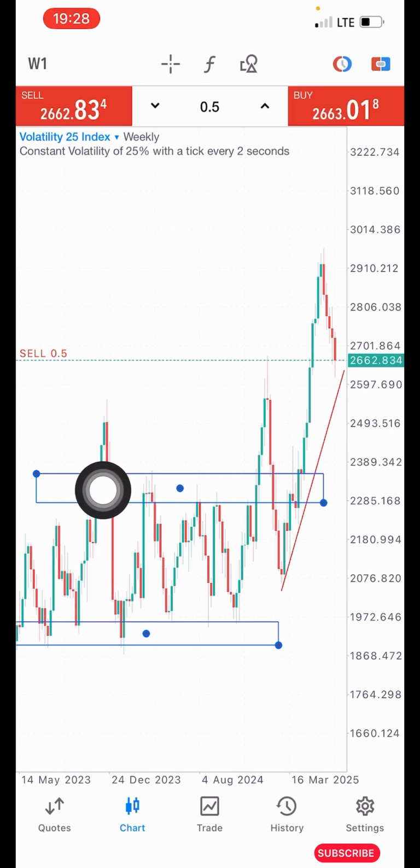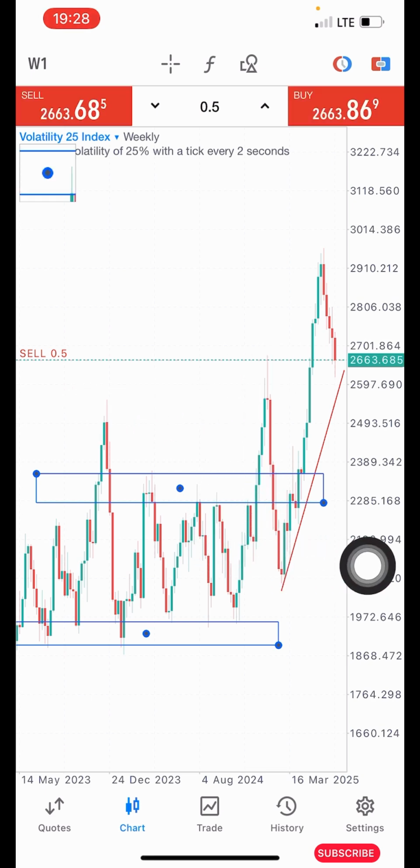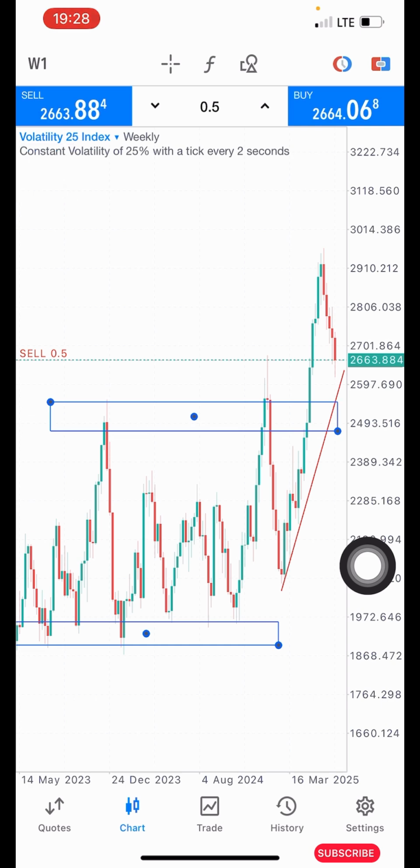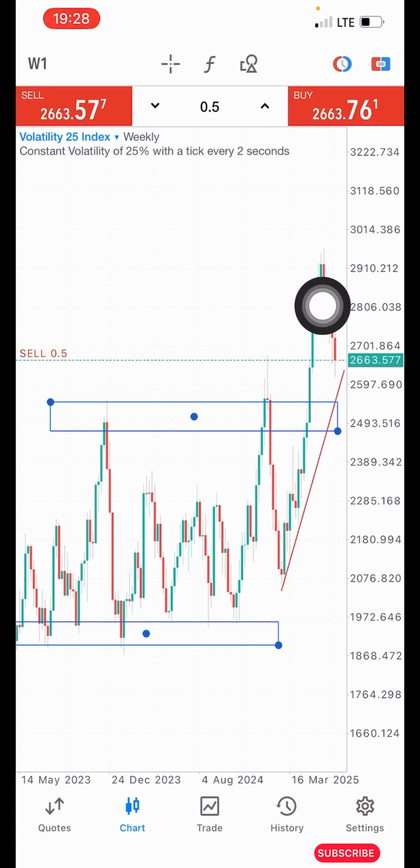It made a fake out, came back in, came to this support, bounced up, rejected here, bounced up again, and it was going up and down like that. Then it made a breakout here again, took out this structure here. Now we move our resistance zone here. As you can see, it came back down and then it climbed up again, broke above our structure again, and it's coming back for a retest.